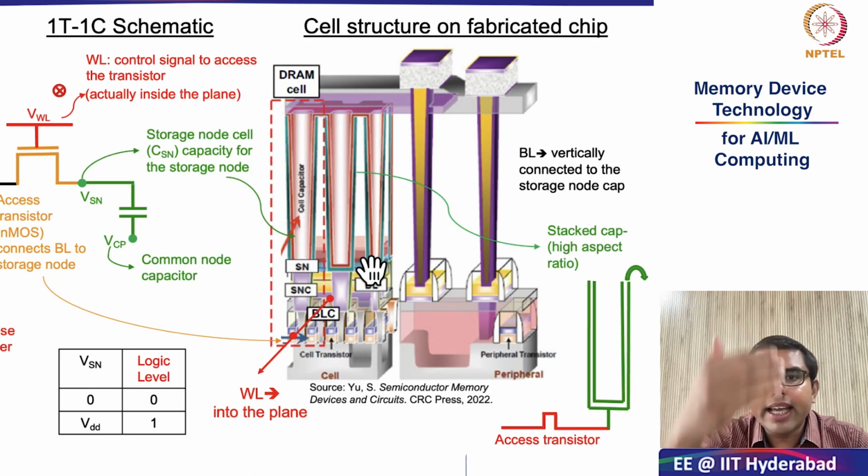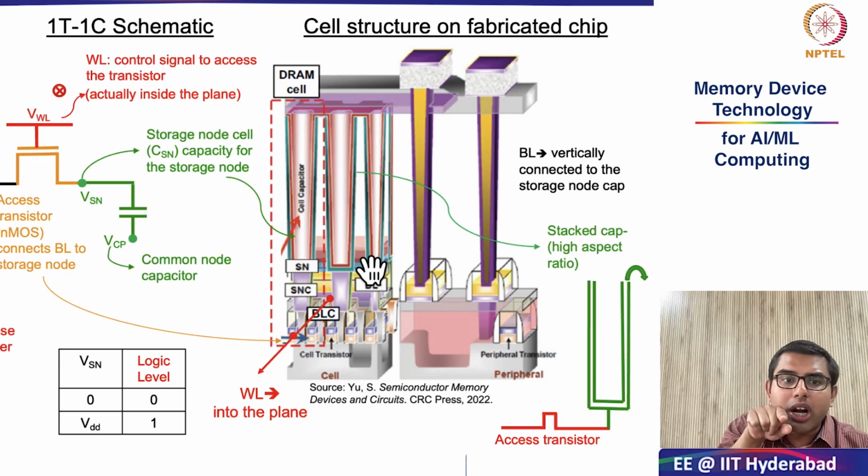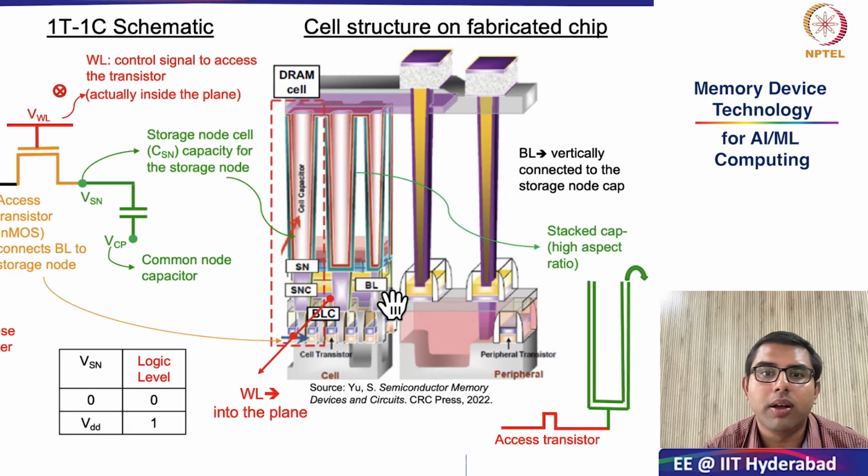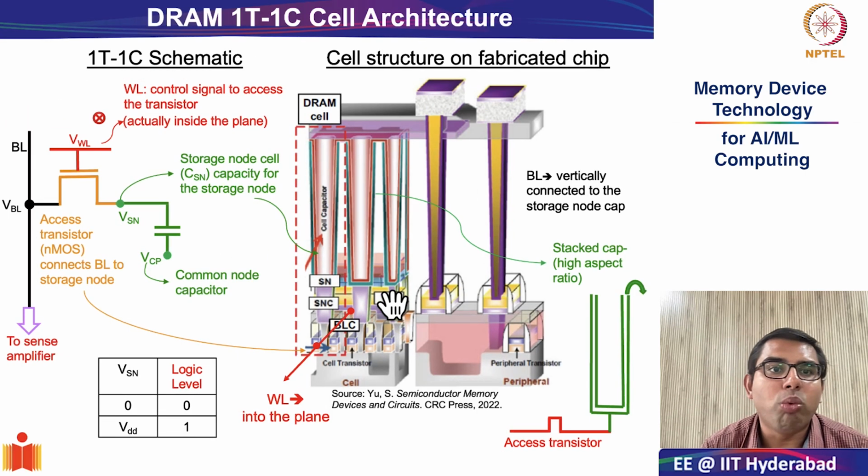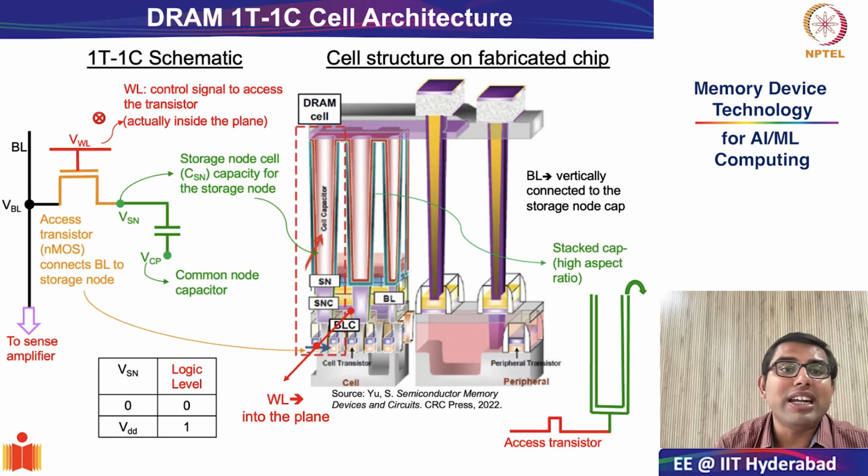So it is basically a three-dimensional image. The word line, in a three-dimensional device, goes inside the plane of the paper, and the bit line is connected in the same plane as your access transistor. Fine. So this is what this very complicated structure looks like in the fabricated chip. This is how a simple 1T 1C schematic is translated into a fabricated chip.